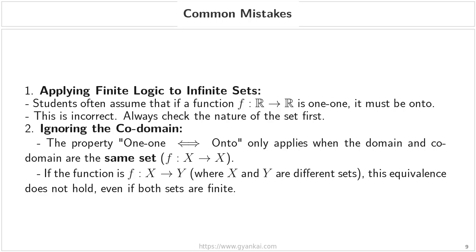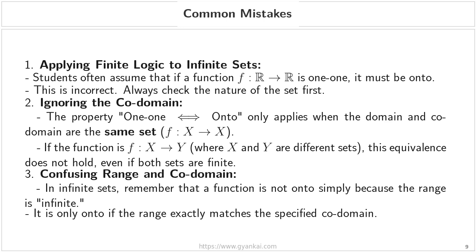It is crucial to remember that the equivalence where 1-1 implies onto and vice versa only holds when the domain and the codomain are the exact same set, which we represent as a function f from x to x. If you're dealing with a function from set x to a different set y, this equivalence does not hold, even if both sets are finite.